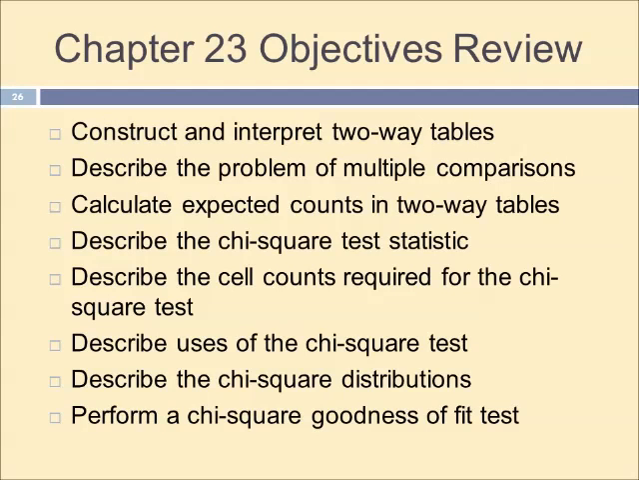So to review this chapter, we constructed and interpreted two-way tables, described the problem of multiple comparisons, calculated expected counts in two-way tables, described the chi-square test statistic, described the cell counts required for the chi-square test, described uses of the chi-square test, described the chi-square distributions, and finally we performed a chi-square goodness of fit test.